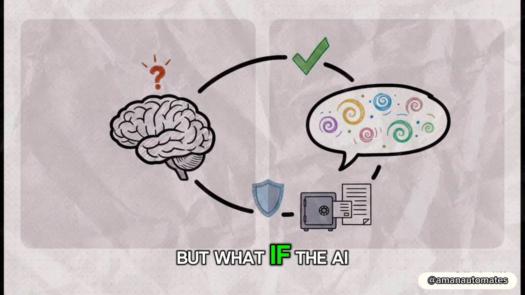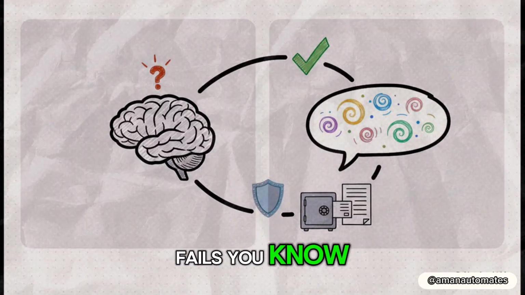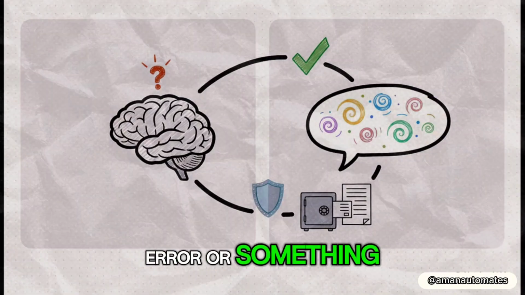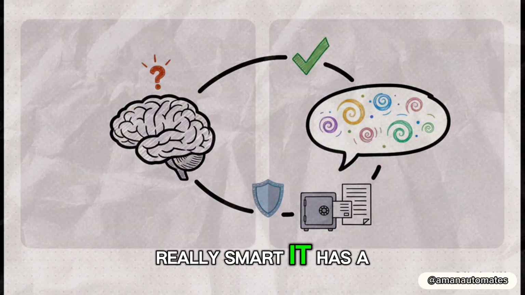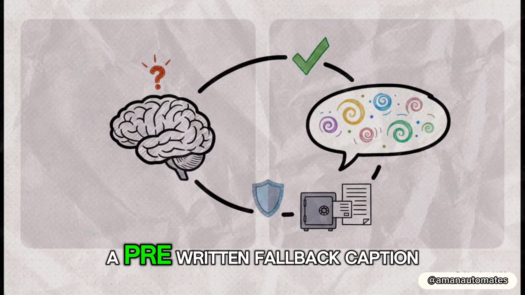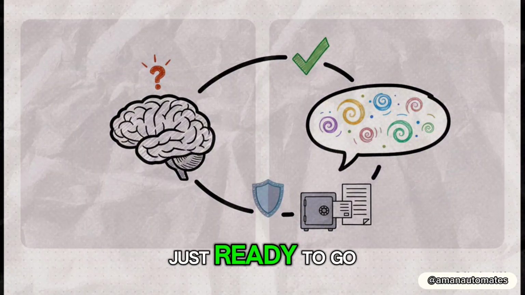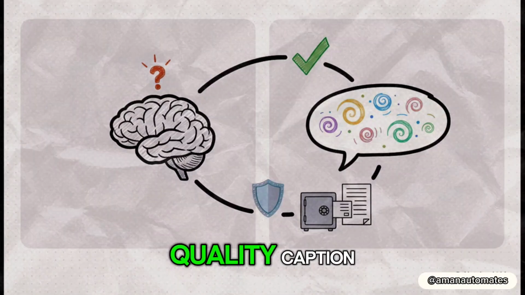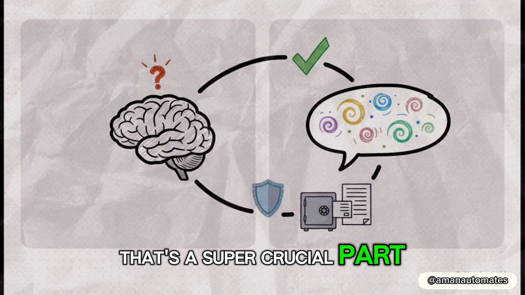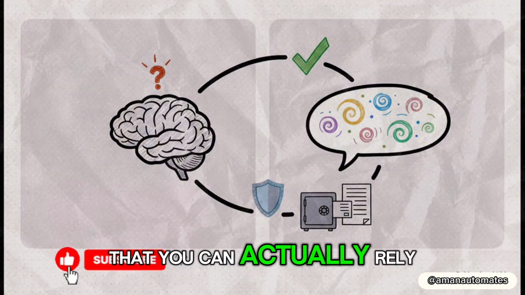But what if the AI fails? You know, what if there's a network error or something? Well, this is where the script's design gets really, really smart. It has a backup plan, a pre-written fallback caption just ready to go. And this ensures that no matter what, the post always gets a quality caption. That's a super crucial part of building automation that you can actually rely on.